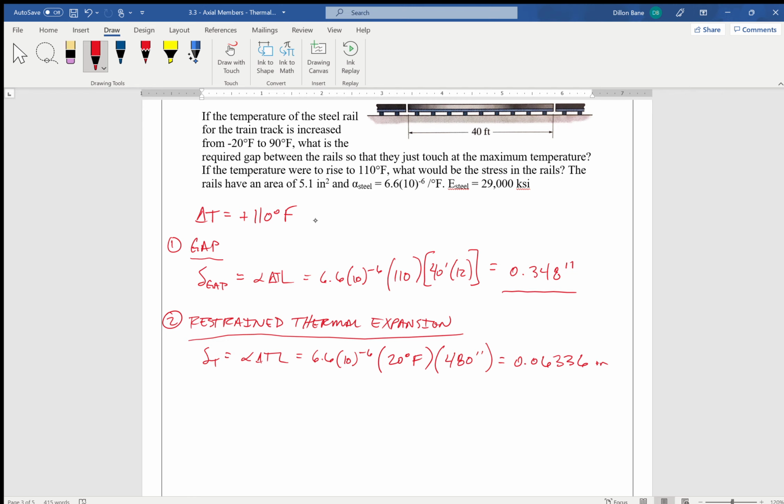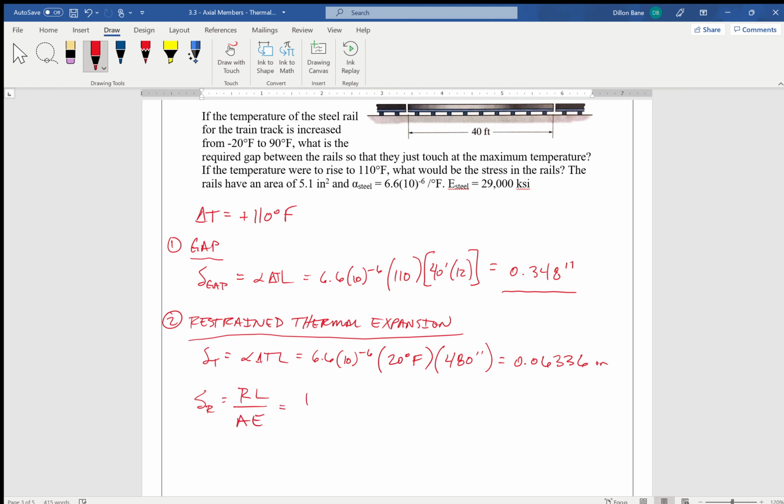We know that if we were to draw a free body diagram of this rail, the reaction forces at each end of the rail would be the same magnitude but opposite directions. They would be compressing the rail. And we also know that the internal force within that rail will just be equal to the reaction force. So in PL over AE, the P is just the reaction force. So again, delta from the reaction force is R times L over AE.